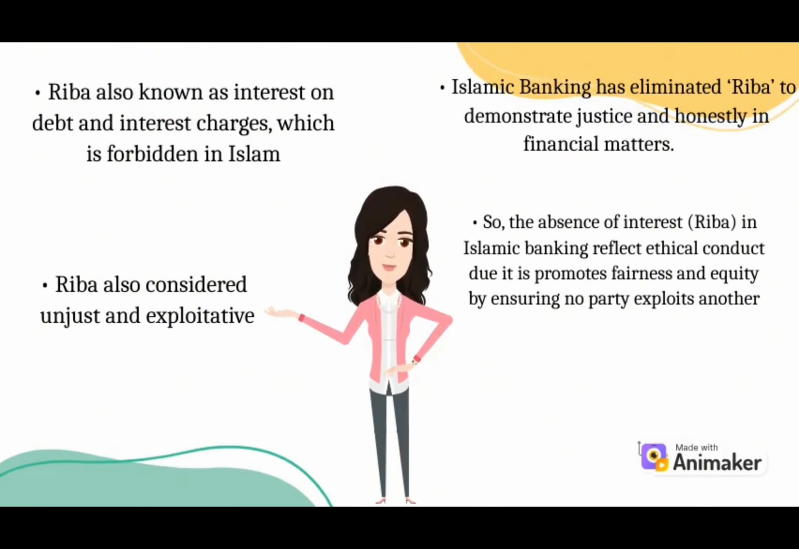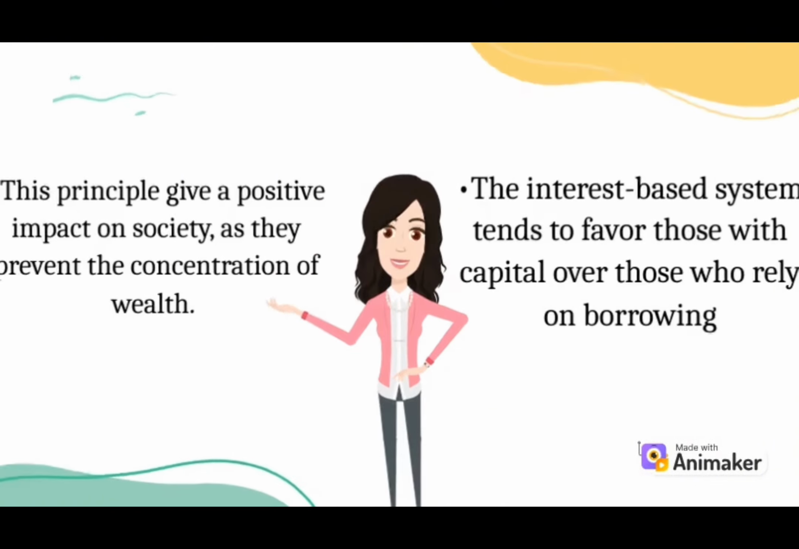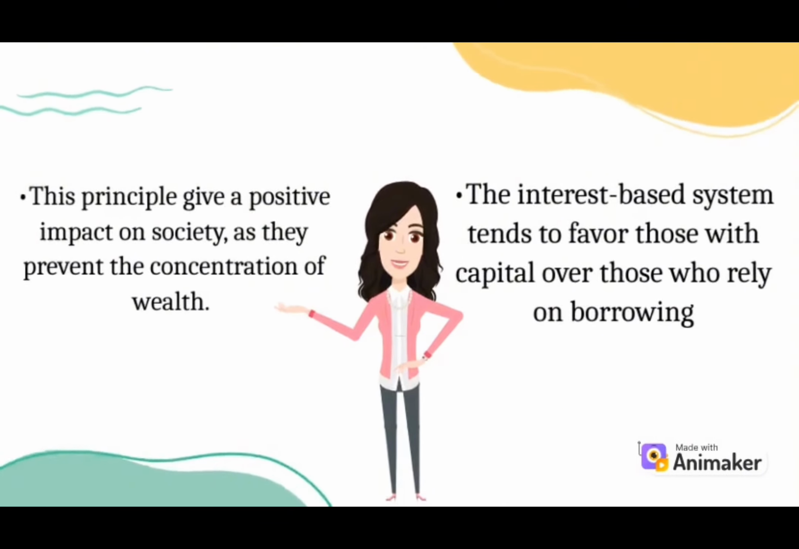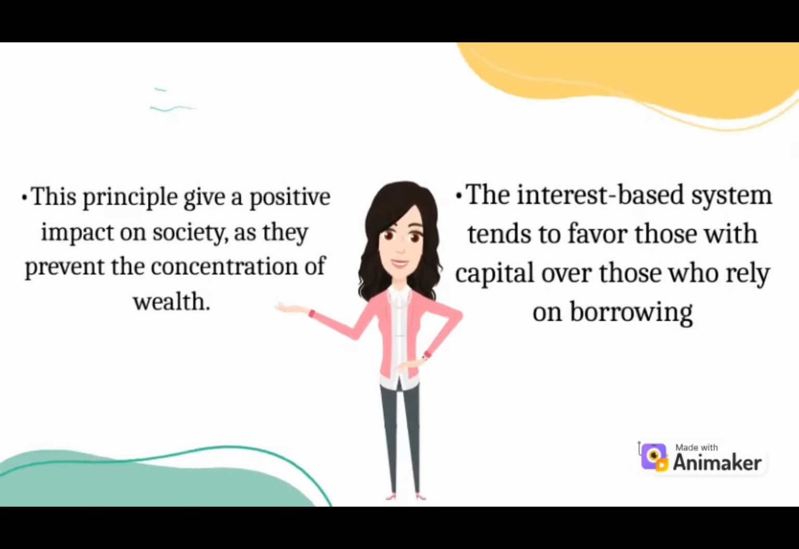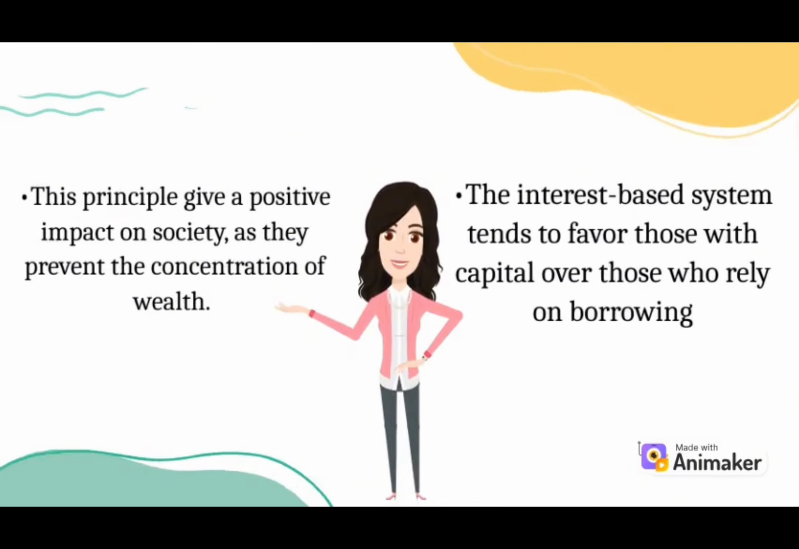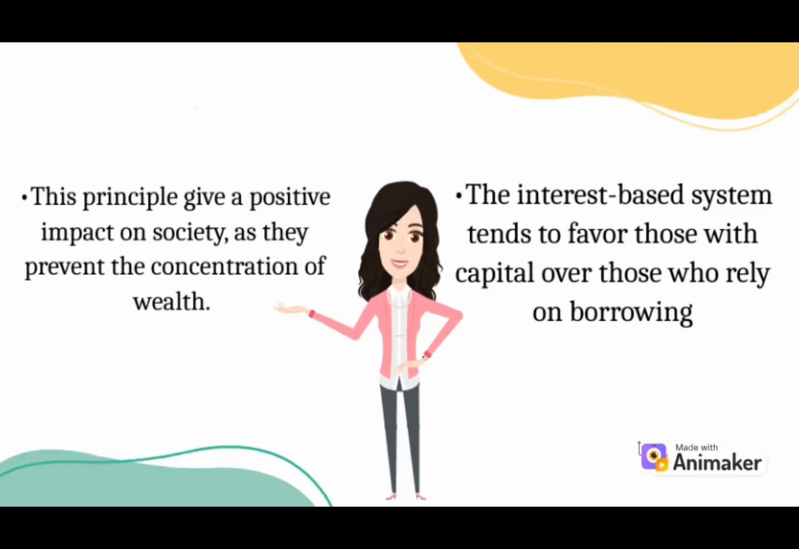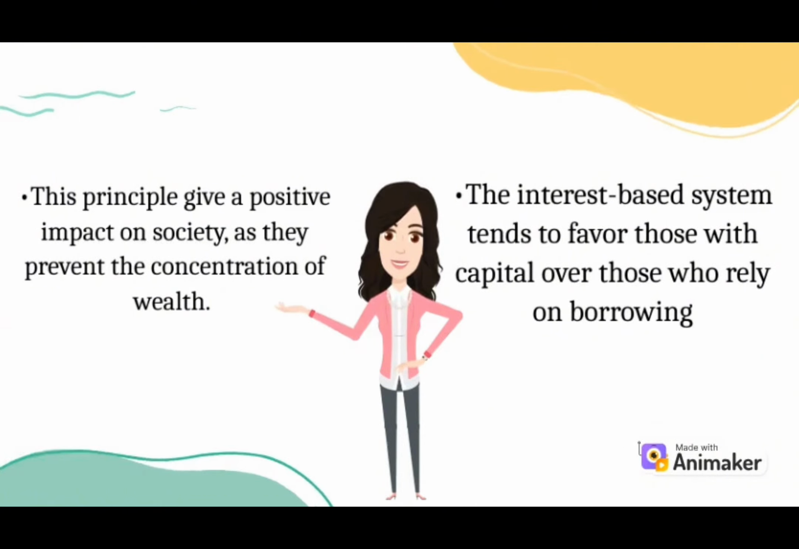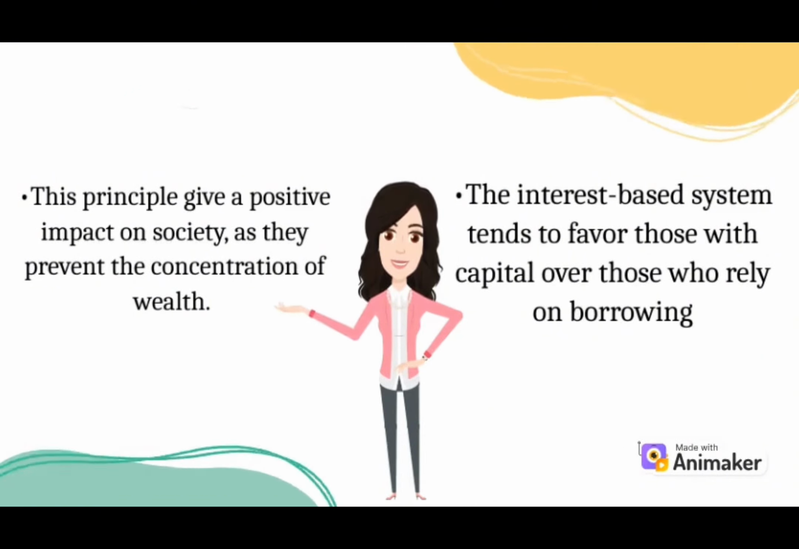So, the absence of interest, riba, in Islamic banking reflects ethical conduct because it promotes fairness and equity by ensuring no party exploits another. When Islamic banking prohibits riba, it has a positive impact on society as it prevents the concentration of wealth. The interest-based system tends to favor those with capital over those who rely on borrowing.